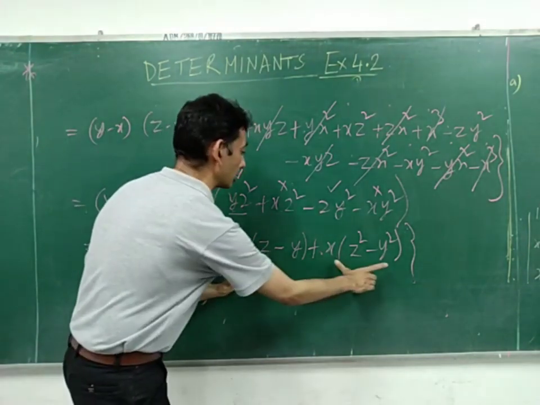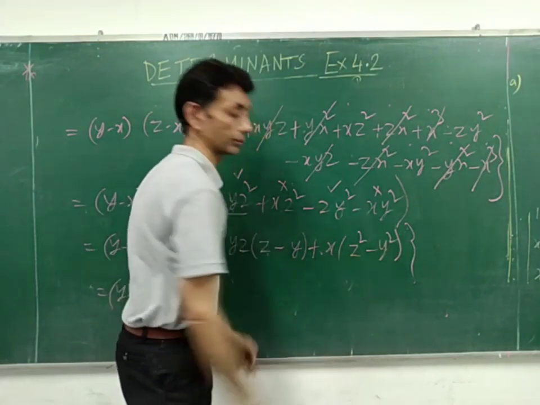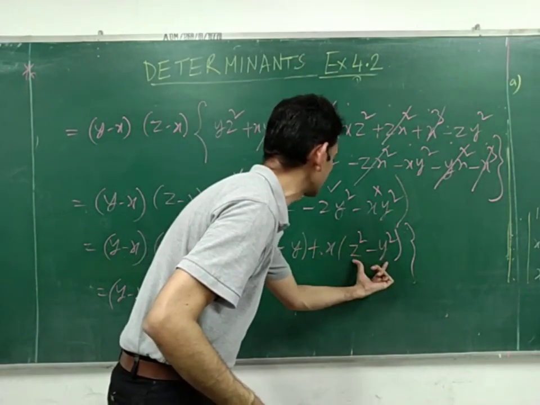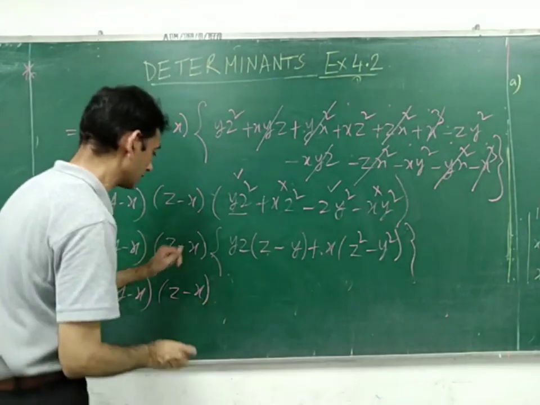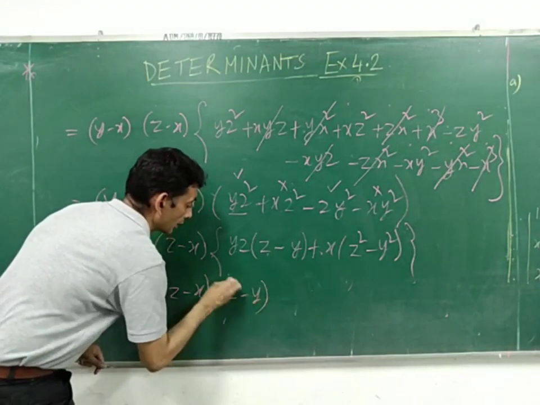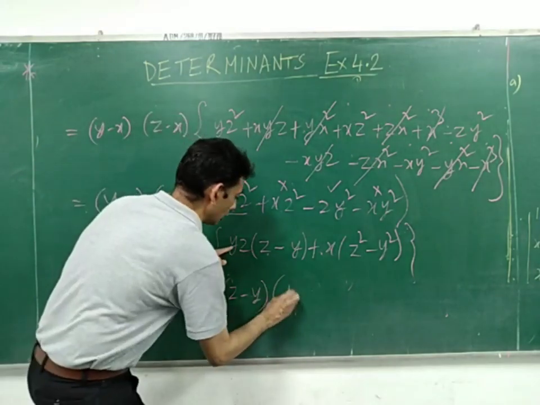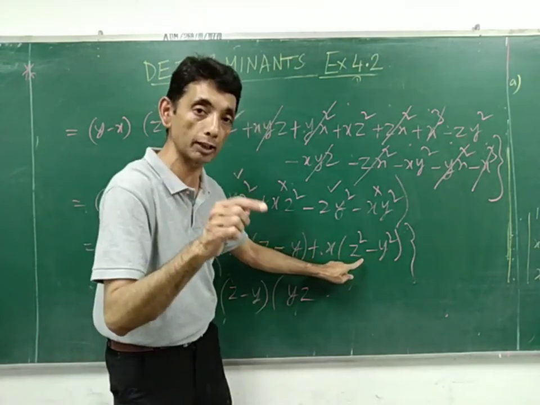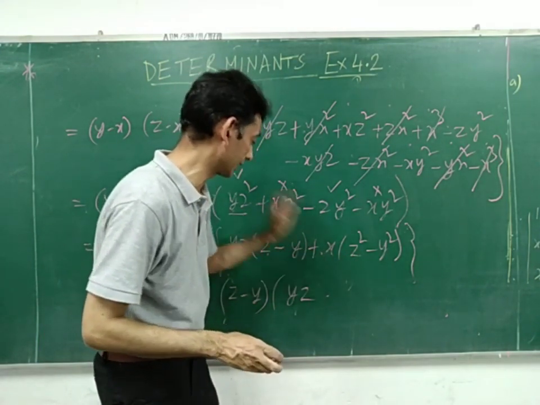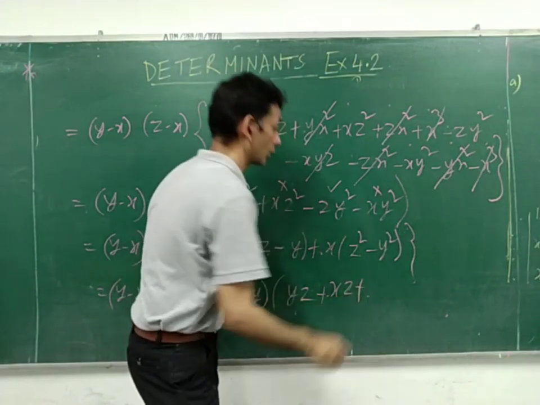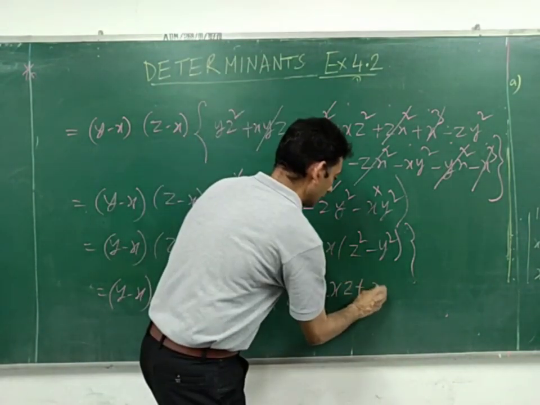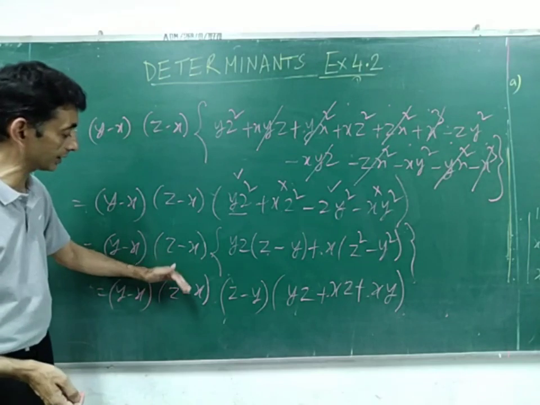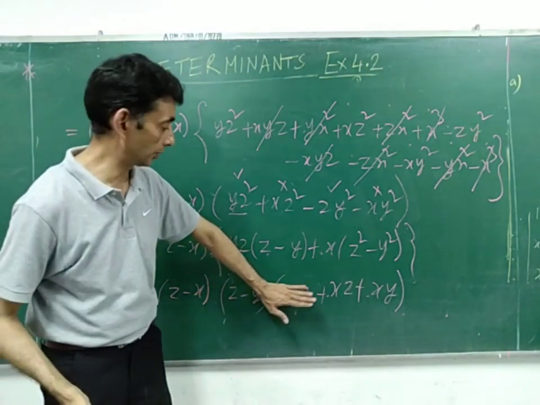Now this is a binomial. Here z minus y, here z squared minus y squared. If you factorize z squared minus y squared, you get a term z minus y. It means from this term you can take z minus y out. If we take z minus y out, what will be left out here? yz will be left out. And here, if you take z minus y out, z plus y will be left out, and z plus y multiplied by x will be xz plus xy. So finally, y minus x, z minus x, and z minus y into yz plus zx plus xy.